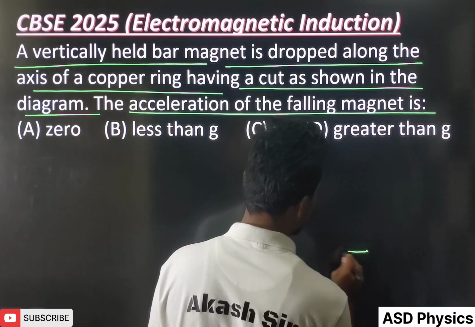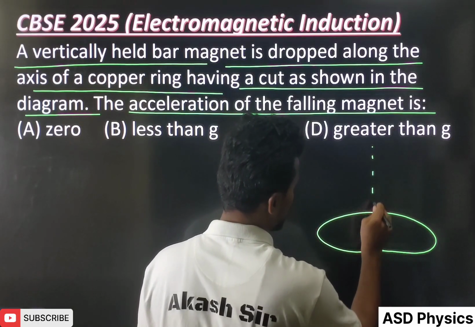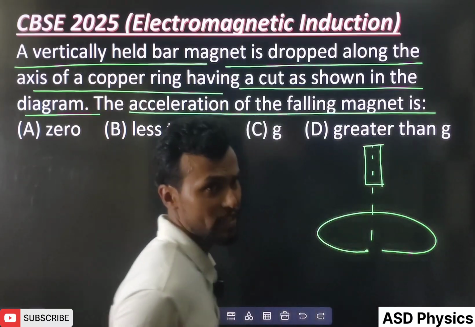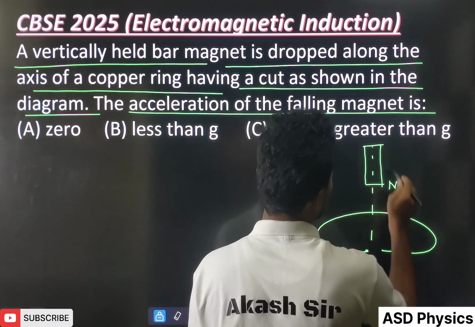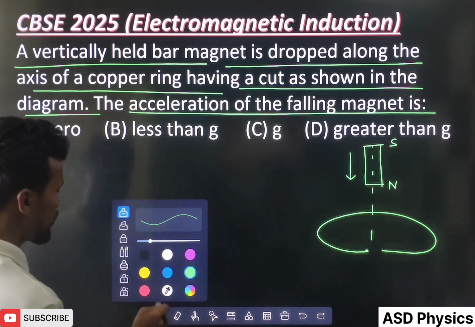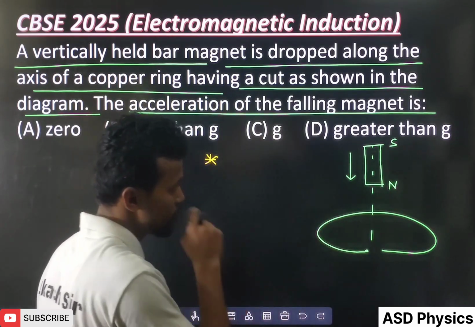Remember that here is one coil like this. In the question they have given it like this, and one bar magnet is falling like this. Let's take this as the north pole and this as the south pole, and it is falling. Now this is given in the question.